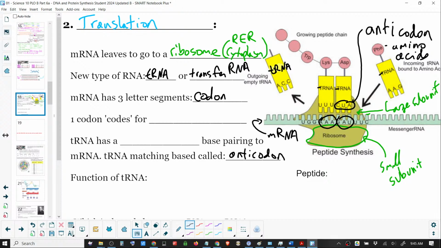One codon codes for one amino acid. And what kind of pairing is it called when you have like A to U or G to C? It's something you tell someone when you're being nice. Complementary.